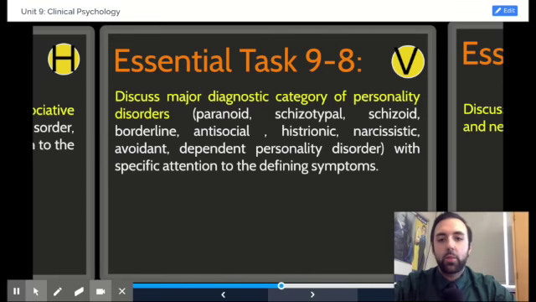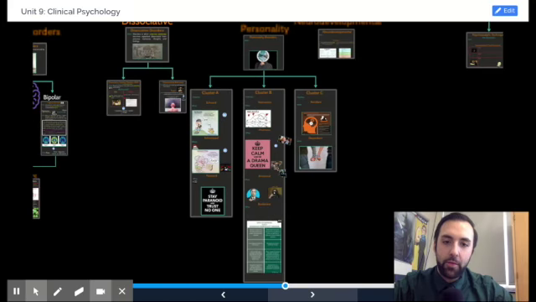In today's Essential Task, we are going to discuss the major diagnostic category of personality disorders. I recommend vertical for today's concept map, as you can see here. This is definitely a vertically aligned concept map.